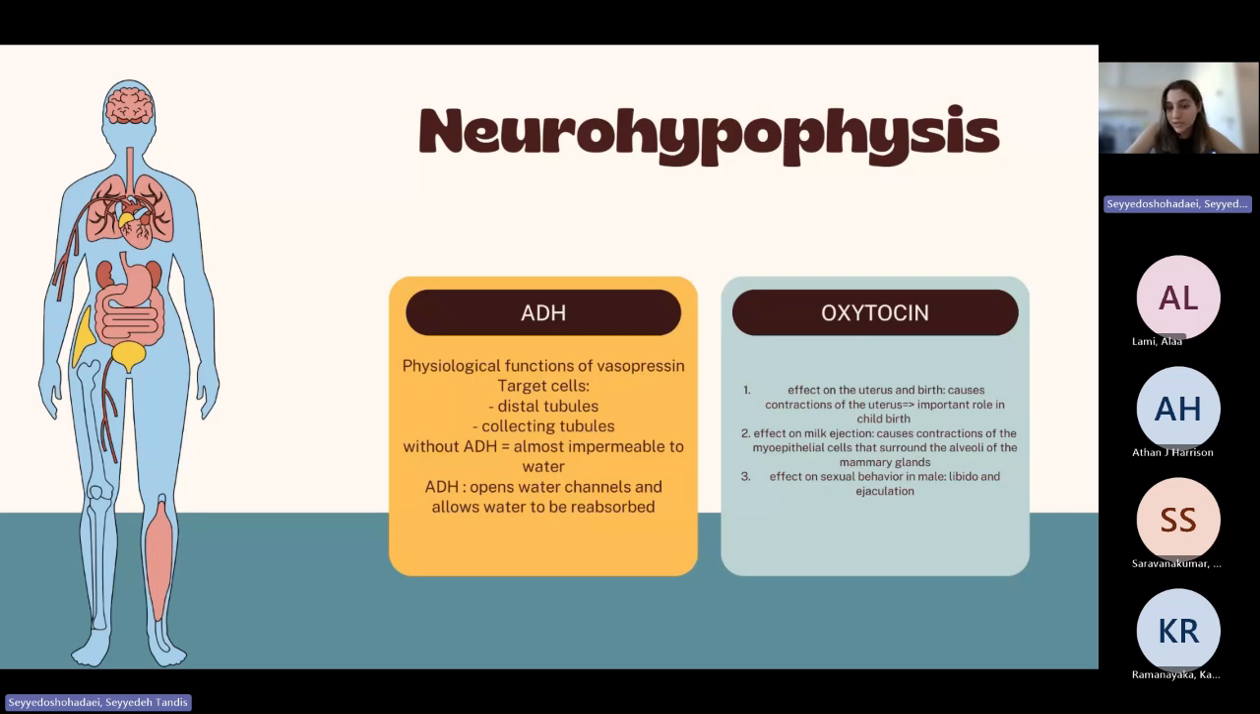Another hormone that we have in the neurohypophysis is oxytocin. Oxytocin affects the uterus during birth and it has a really important role in childbirth. It will cause contractions of the uterus and it will also affect the myoepithelial cells that surround the alveoli in the mammary gland. So it will help ejection of milk. And in male, it's responsible for the general sexual behavior.